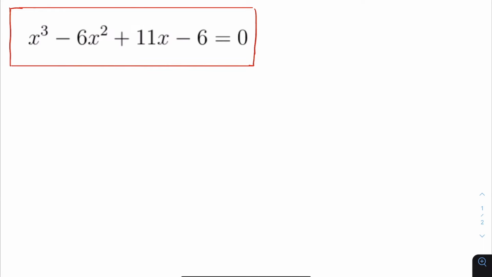So let's get started. There are 2 methods we're going to use to do this. Let's go with the first method. So method 1, let's write that down. It begins with us having to use trial and error to find the first factor.